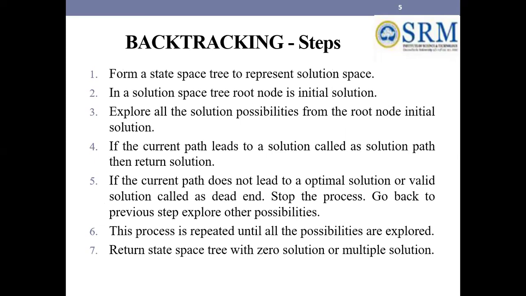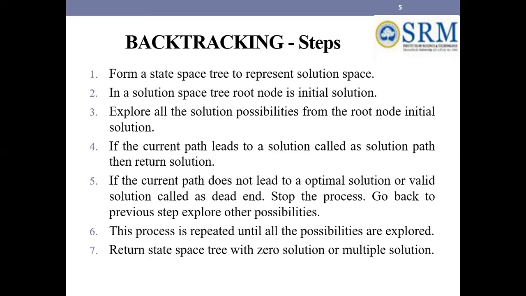What are the steps in backtracking? Form a state space tree to represent the solution space. We represent the solution space in the form of a state space tree. The tree has a root node. It is a hierarchical structure with a parent-child relationship. The root node is always the initial solution. Then it is explored in multiple possibilities at the next level. Again, at the second level, the current states are explored for the next level. At every level, a node is explored if there is a possibility of giving a solution.